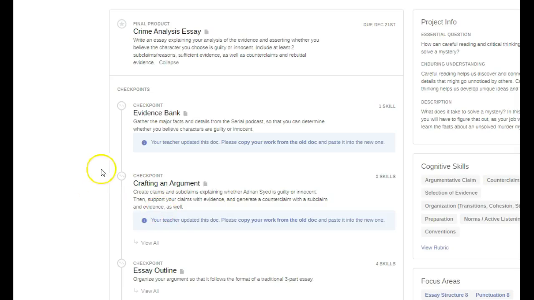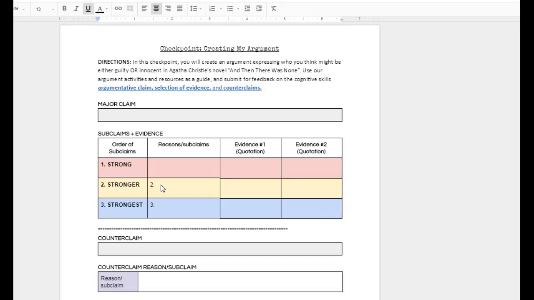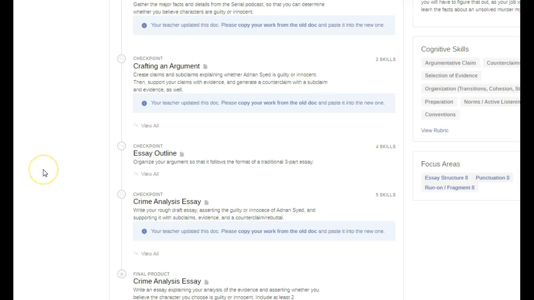And if you have already started, good for you. Keep moving. Don't stop, because we only have until December 21st. That is not very far away. You're going to be crafting an argument, opening up this one, and look, another nice template just to fill out, so you can find your evidence and your claims to include in your essay. Luckily, for such an intricate book, there are only 4 checkpoints.